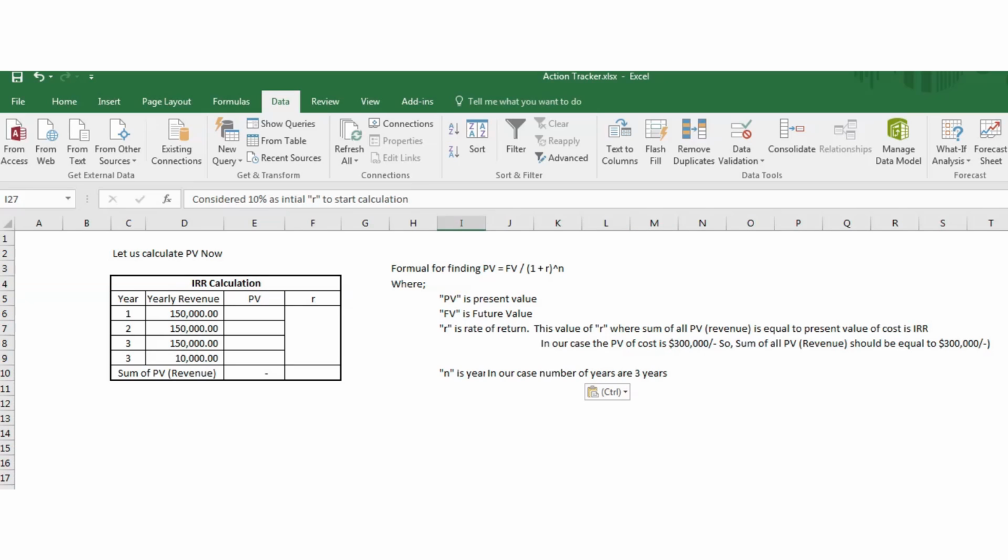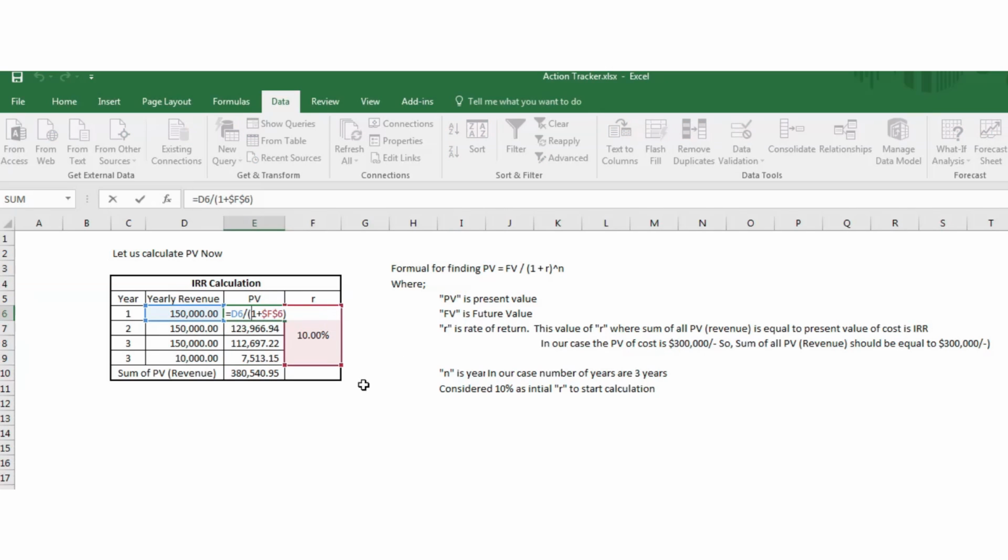So let us consider 10% as the initial R. Let me put 10% here for the sake of our calculation to start with. And then based on the formula we have, let us calculate the PV for each year we have here: 1, 2, 3 years. So accordingly we get the values. Now let us look at these formulas. We have D6 divided by 1 plus F6. F6 is this R and N is 1. Power of 1 is 1, so it is straight away represented like this.